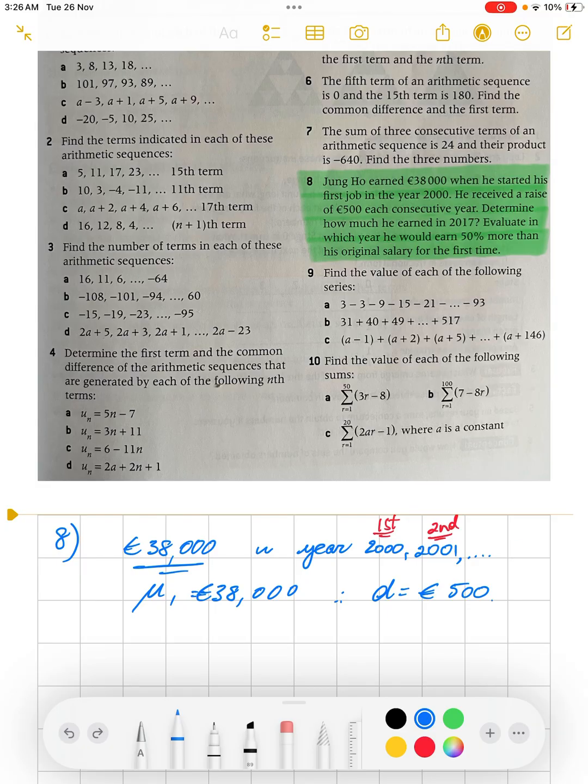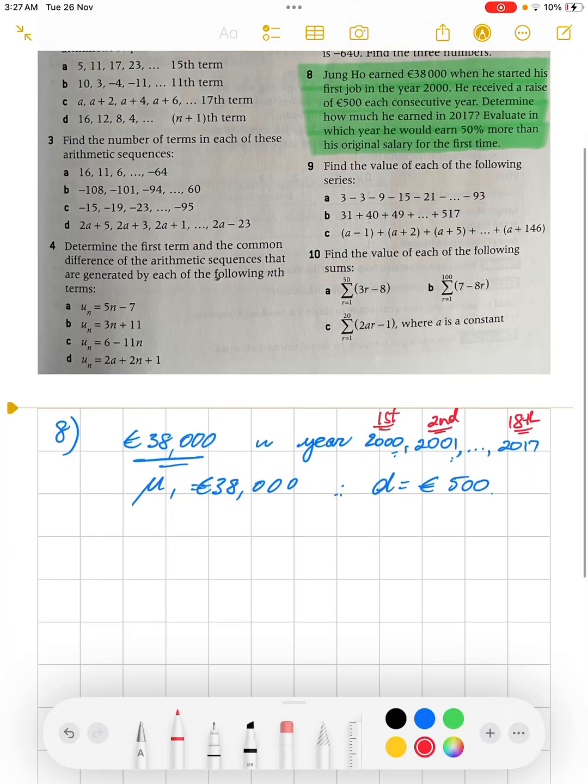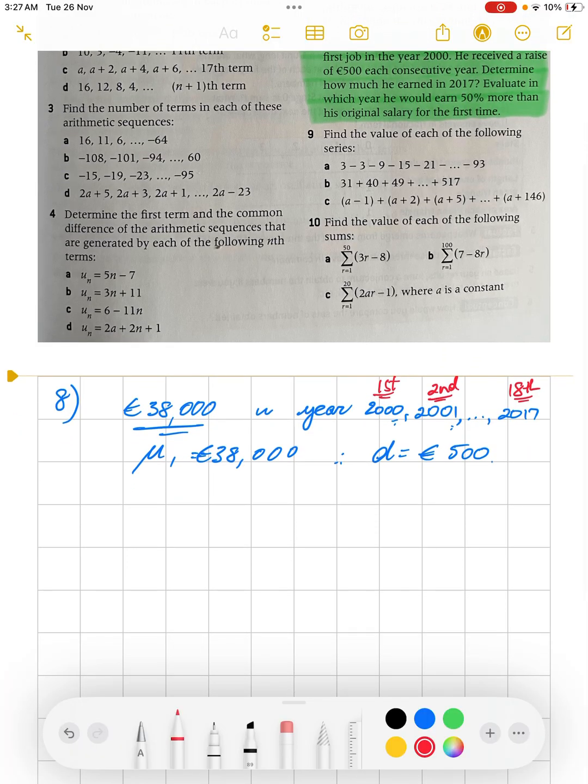Let's only have 3 dots. What is 2017? Well, you can see it's one more than 2001, and the first is one more than the 0 here. So we're looking for the 18th term. Be careful there. It looks like it's going to be the 17th term, but that's going to catch a lot of students out. So just be careful whenever we're dealing with questions like years and consecutive years. Therefore, the 18th term is what we're looking for.